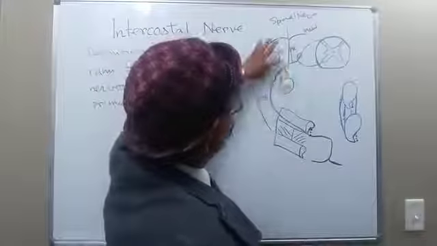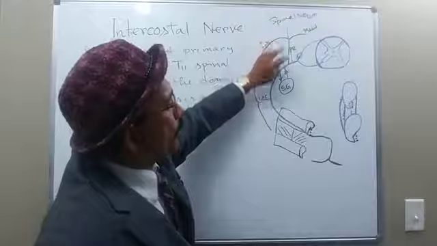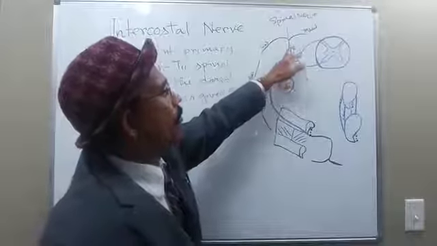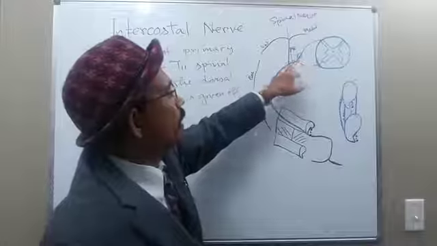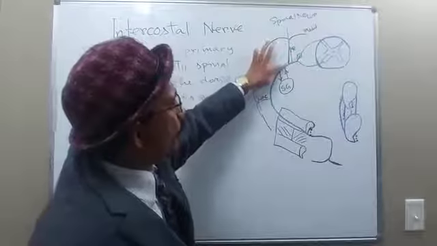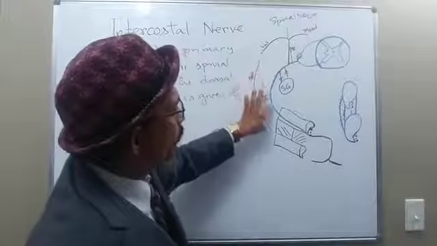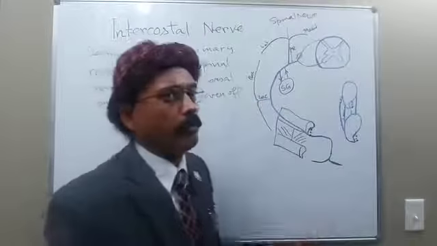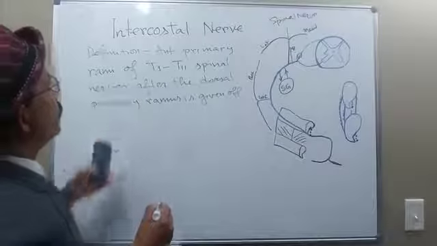So our intercostal nerve should begin from this point. Once the dorsal primary ramus is given off from the spinal nerve, then this is the anterior primary ramus or ventral primary ramus of the spinal nerve. This is the intercostal nerve. Okay, then we got the definition.